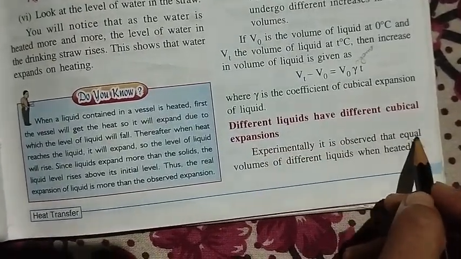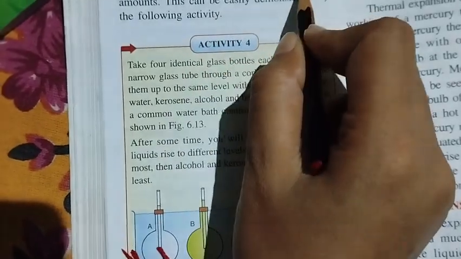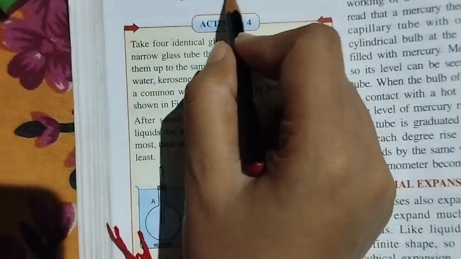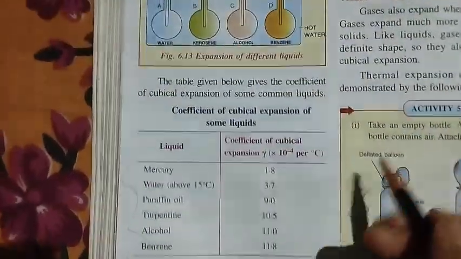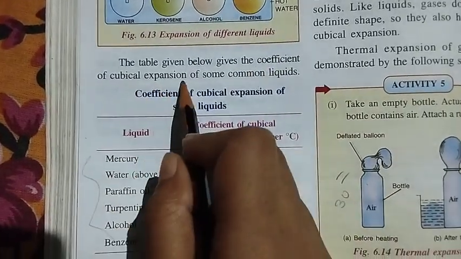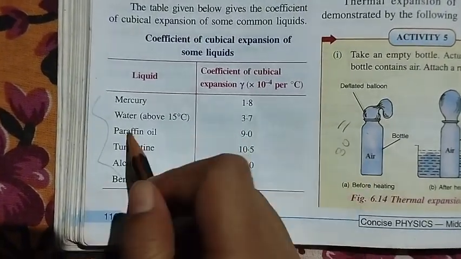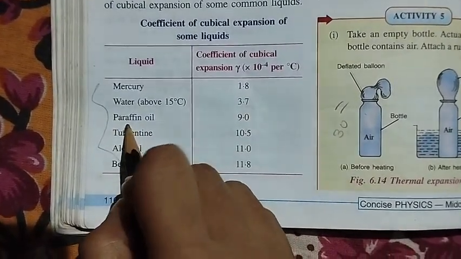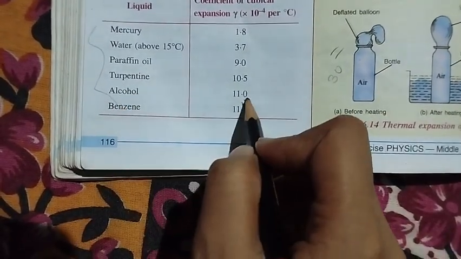Experimentally, it is observed that equal volumes of different liquids, when heated to the same temperature, expand by different amounts. This can be easily demonstrated by the following activity. Activity number 4, I will discuss it later. Now the table given below gives the coefficient of cubical expansion of some common liquids: mercury 1.8, water 3.7, paraffin oil 9.0, turpentine 10.5, alcohol 11.0, benzene 11.8.